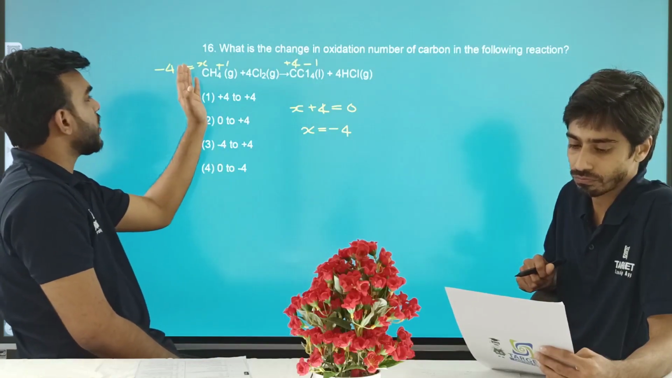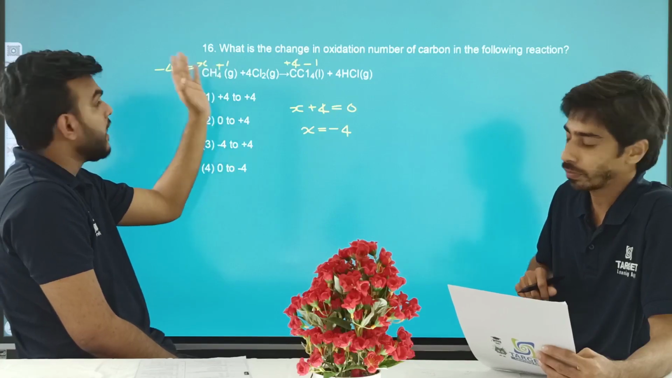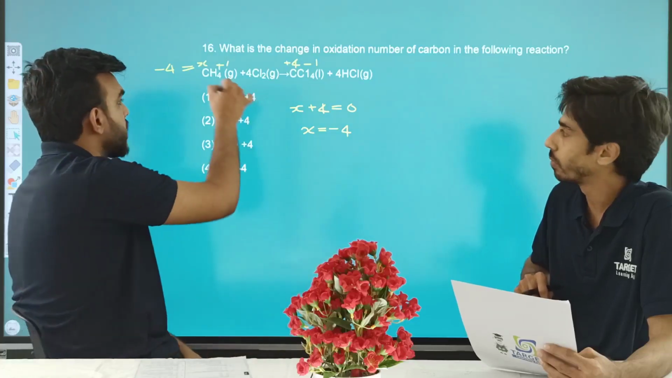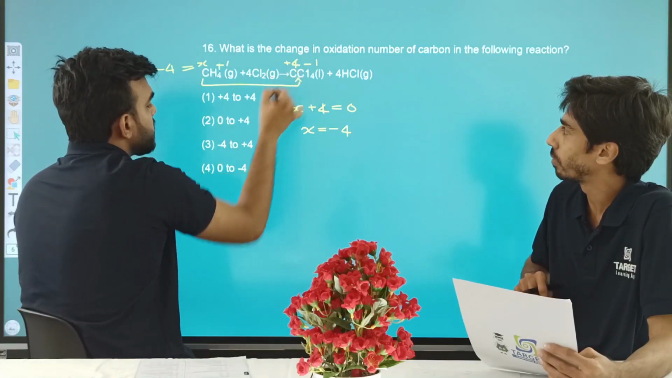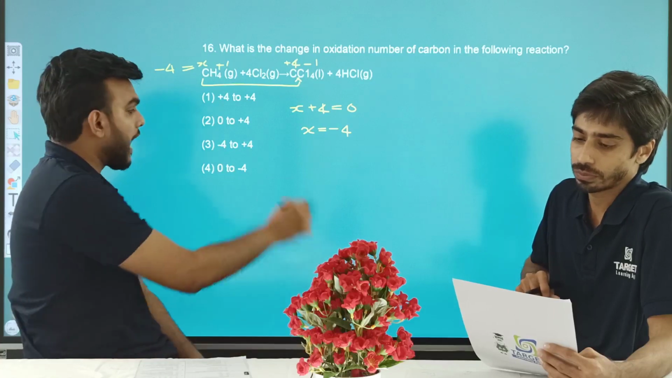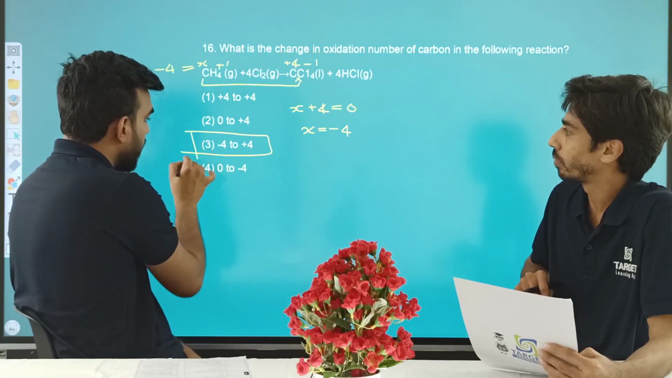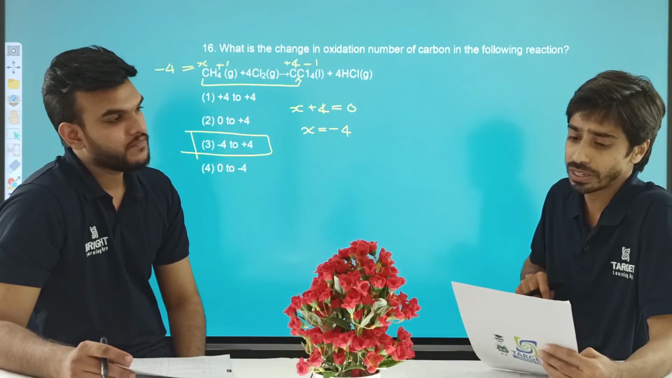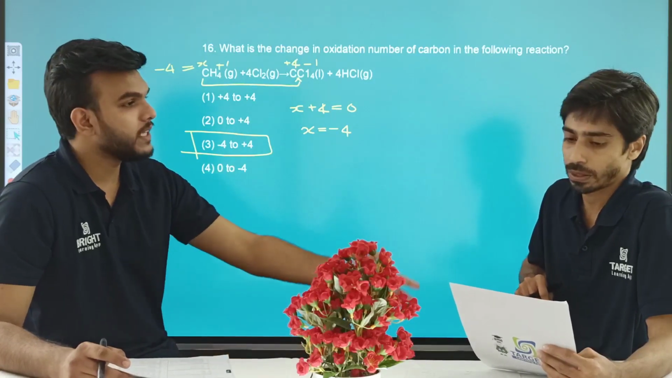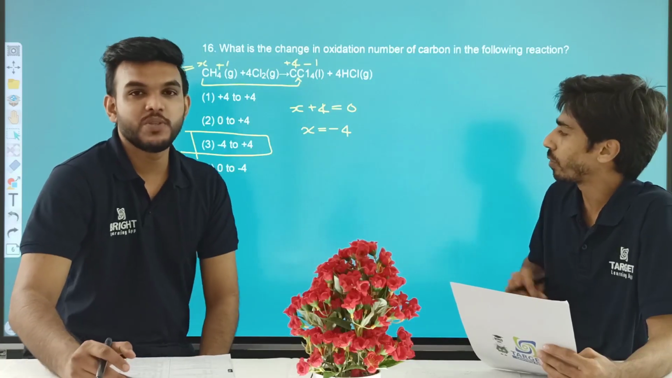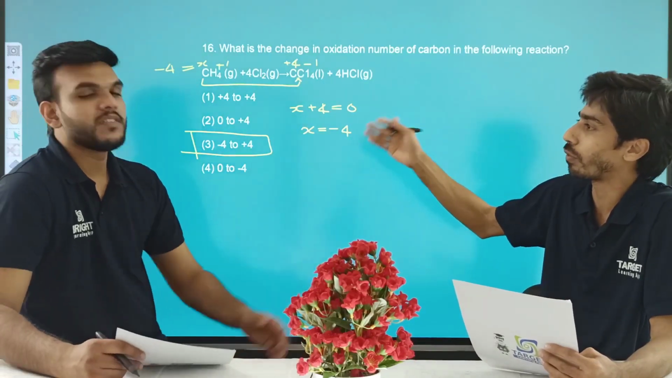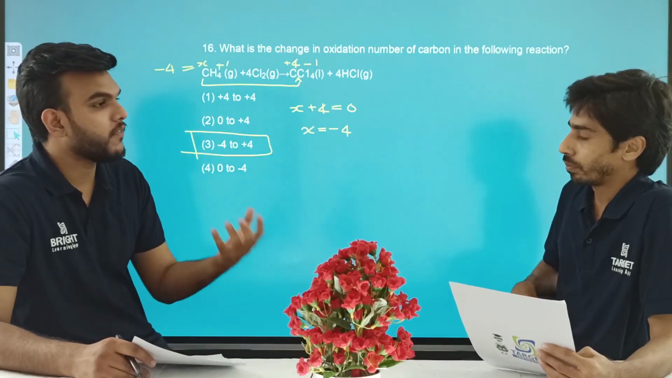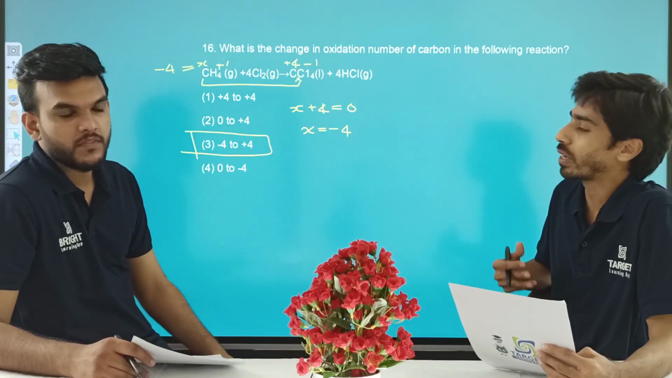So the initial carbon, on the left side, the reactant side, has an oxidation state of -4, and on the product side, it is +4. Therefore, the change is from -4 to +4. You got the answer very clearly: it is -4 to +4. It's a very direct question. I think even 10th standard students can do this. This is the base of redox reactions. Any student who knows the basic concept of redox reactions can do this. They just need to know how to assign the oxidation number.